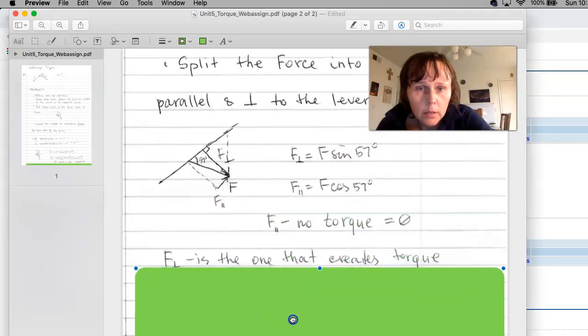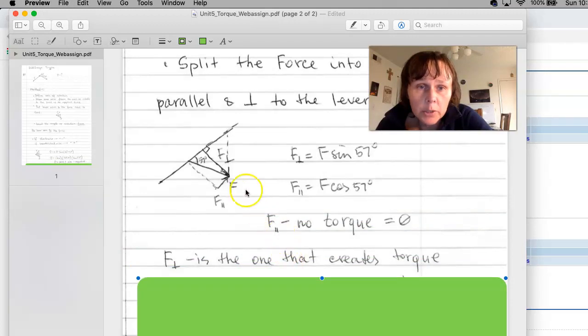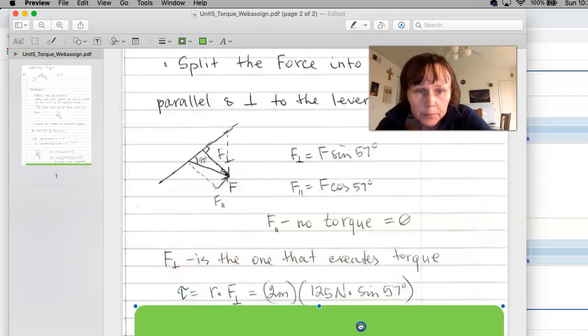And so the parallel component creates no torque, because now you can see that the angle between the parallel component and the lever arm is 0 degrees, and the sine of 0 degrees is 0. So there is no torque created by the parallel component. And the perpendicular component is the only one that creates torque.